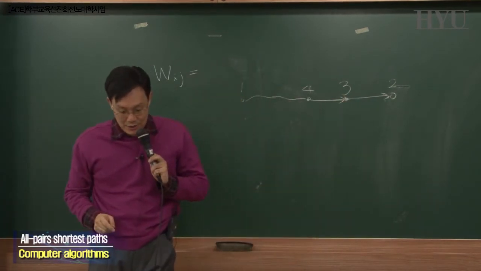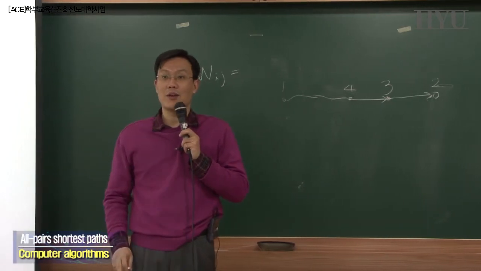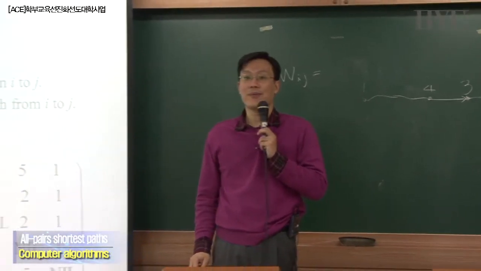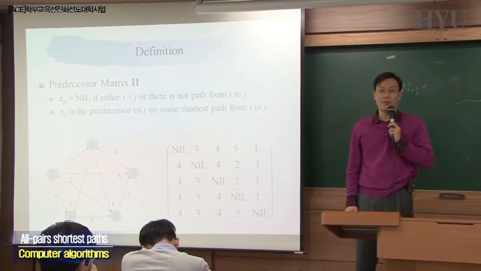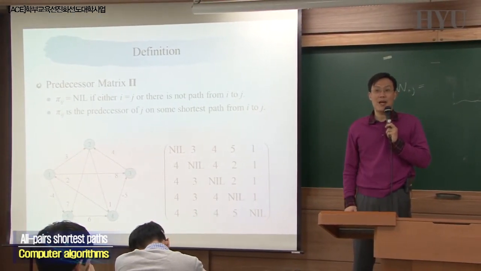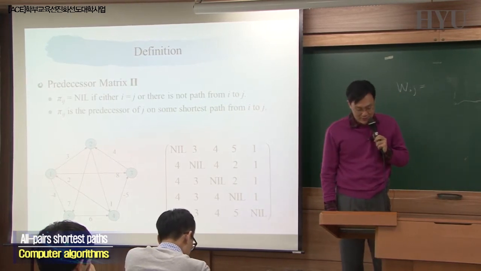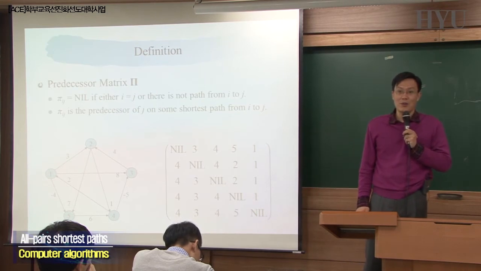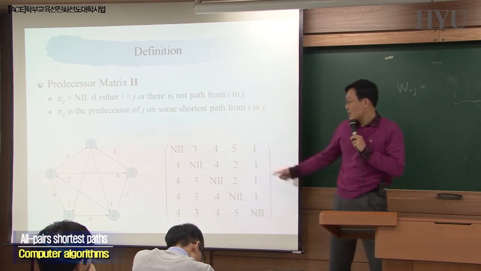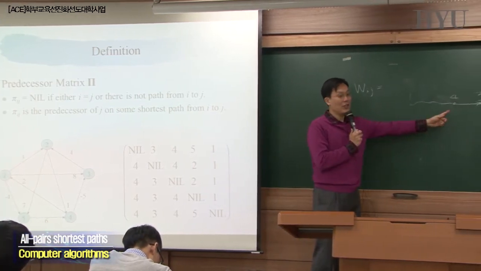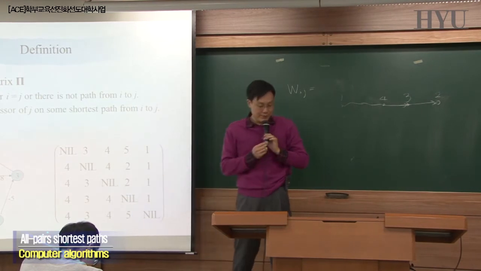And next, okay, what's next? The predecessor of 4 in this shortest path. Yes, we have to check out the entry 1, 4. So it's 5.